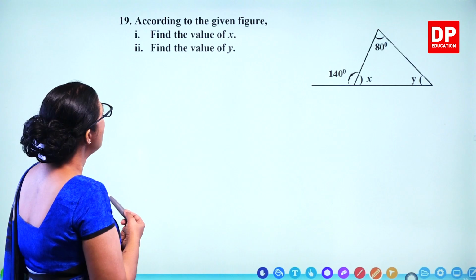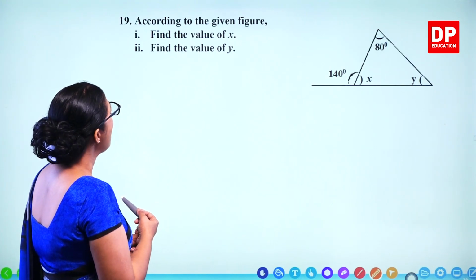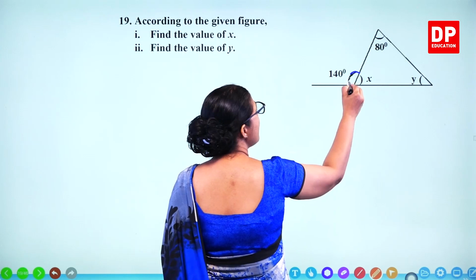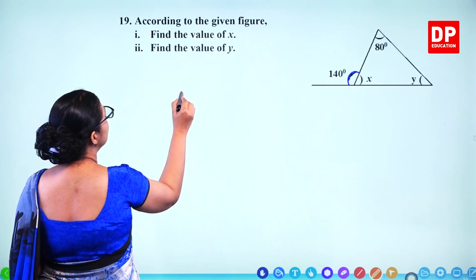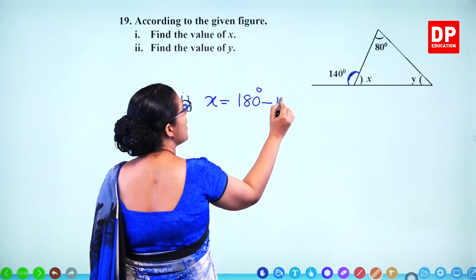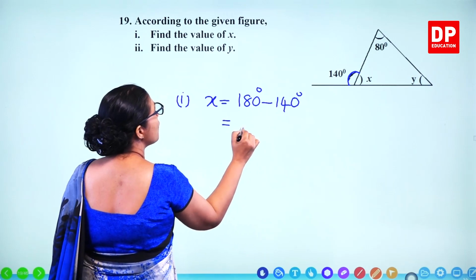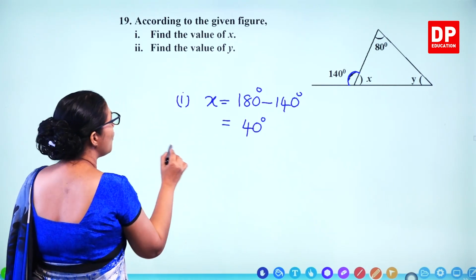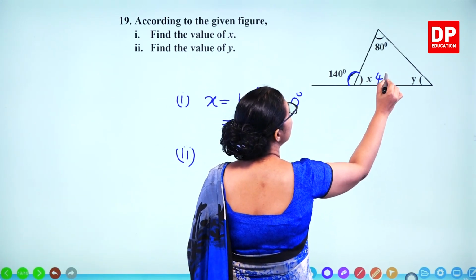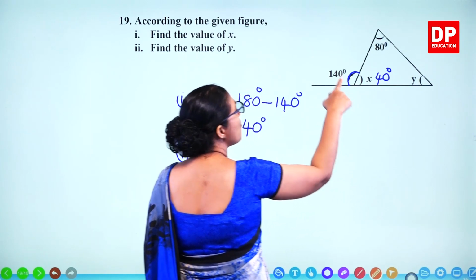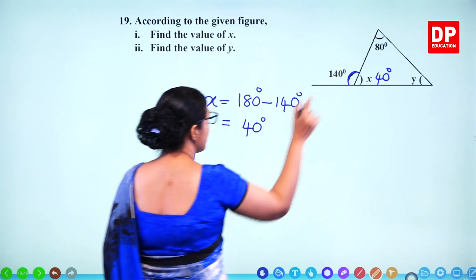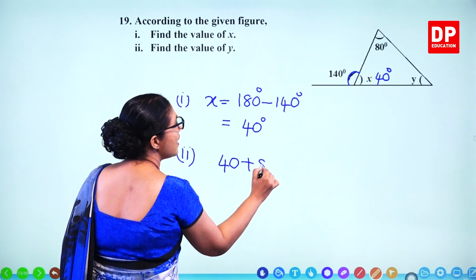Question number 19. According to the given figure, find the value of x. Easily you can find. If this is 140, what is the x value? That's a straight angle, 180. 180 minus 140, you get 40 degrees. What about the value of y? This is 40. Then we know the sum of angles in a triangle add up to 180, so we'll use that.